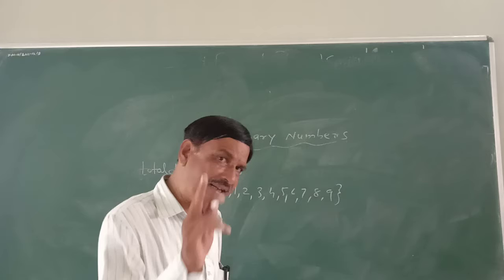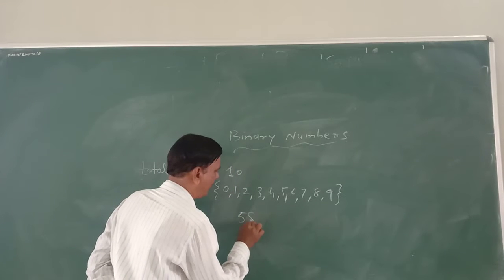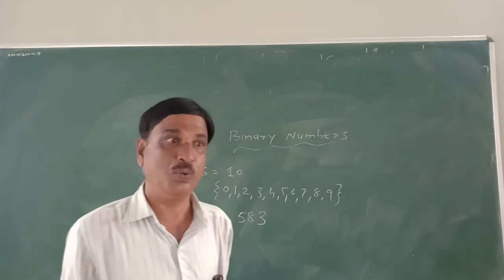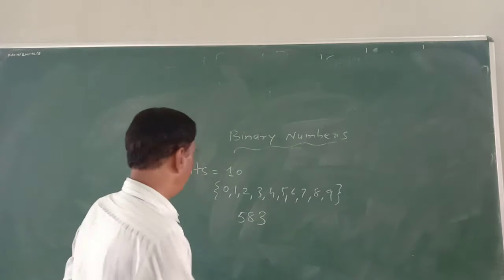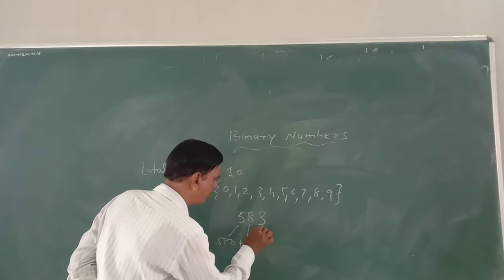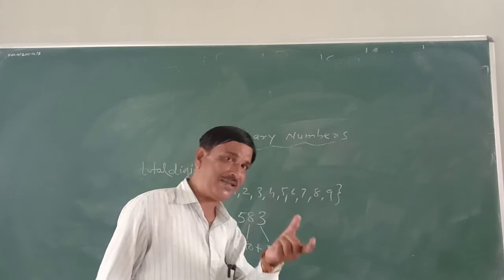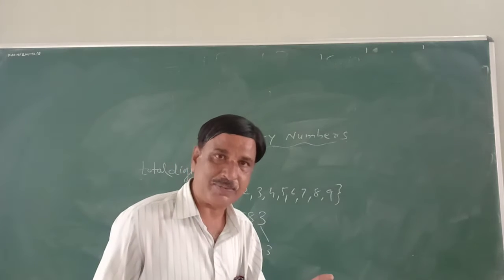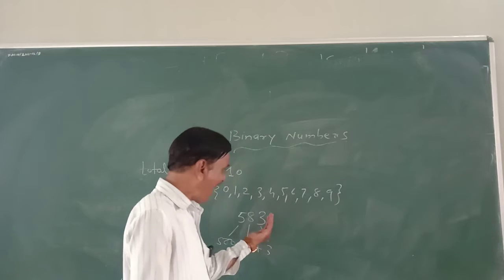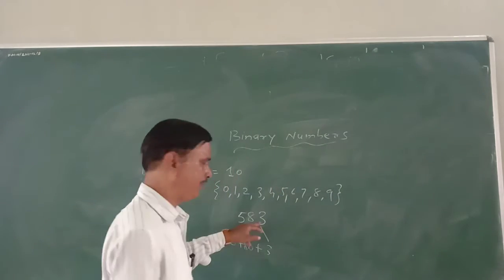Now, an example of a decimal number: say 5, 8, 3. We can't say it as 5, 8, 3; we say 583. So 5 stands for 500 here, 8 stands for 80, and 3 stands for only 3. Why? Because 3 is at the unit place, 8 is at the tens place, and 5 is at the hundreds place. So as the place changes, the power of ten increases.